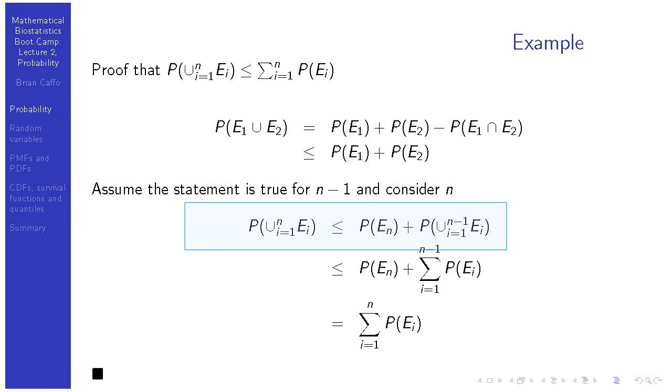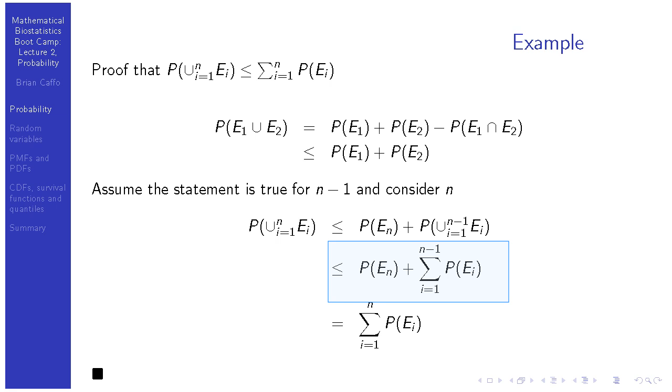Now consider the next line. In the next line, we have the probability of En from the previous line. And then we can say that we have only gotten bigger by our induction hypothesis, by the fact that we assume that this statement is true for n minus 1 events.